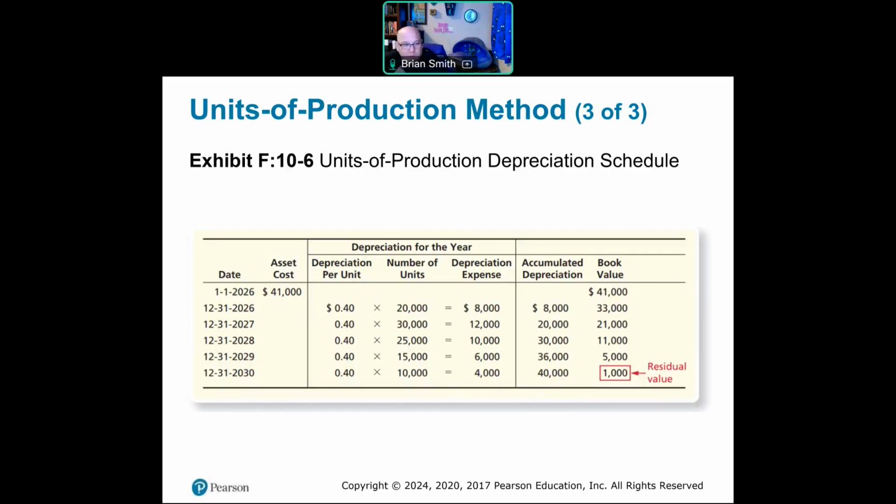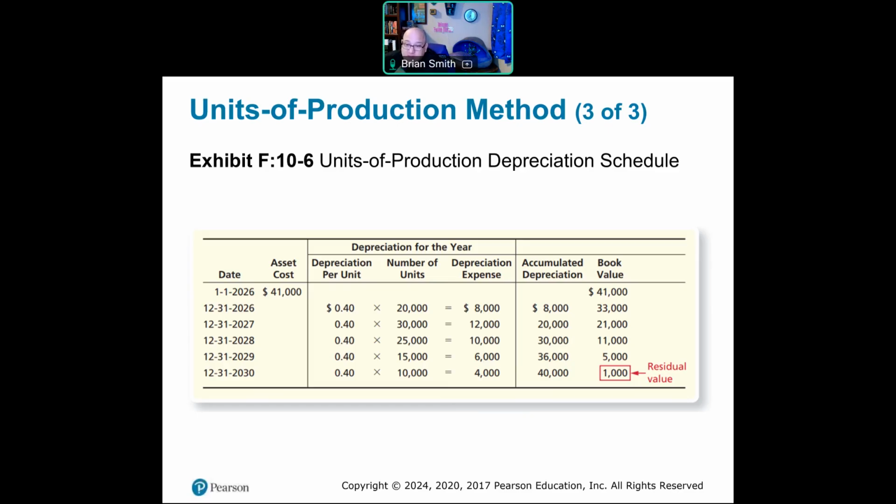All right. So our depreciable amount per unit is 40 cents every year, no matter what. The number of units, or the miles driven, is the next column. 20,000 the first year, 30,000 the second year, 25,000 the third year. Why does it get down to 10,000? Why does it go down like that? Well, you're using the truck. At some point, you're going to have a lot more maintenance than when it's brand new. 8,000, 12,000. The bottom line is you add it all up, you get to $40,000 again. So you see you're down to $1,000 again, just like in the straight line method.